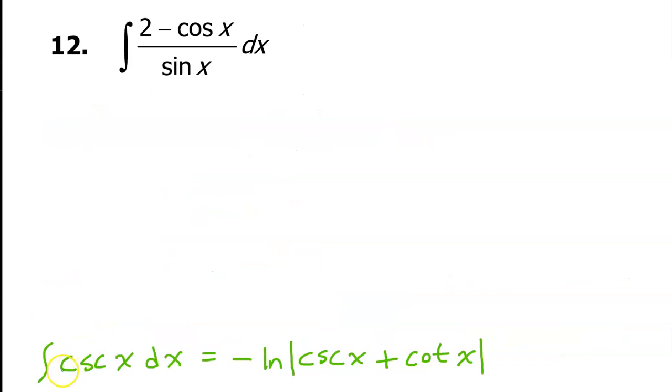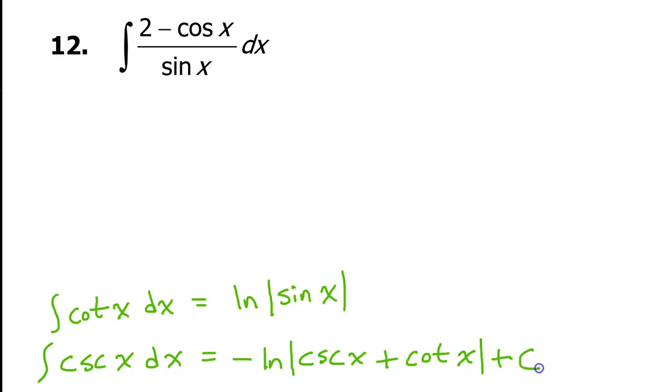Here is the first memorized rule that you will need to solve problem number 12. The integral of cosecant x is negative natural log absolute value cosecant plus cotangent. Oops, I forgot the plus c, constant of integration. And the second memorized rule you will need is that the integral of cotangent is equal to the natural log of the absolute value of sine plus c. I know this is kind of a lot, but you just have to memorize these guys.